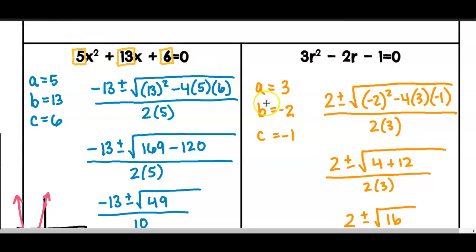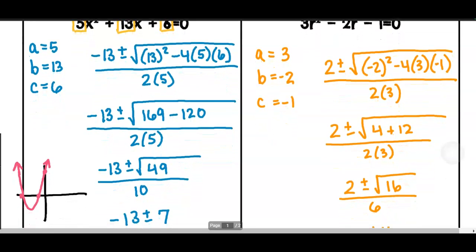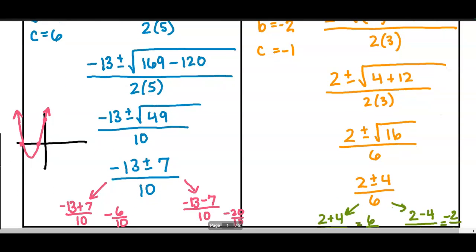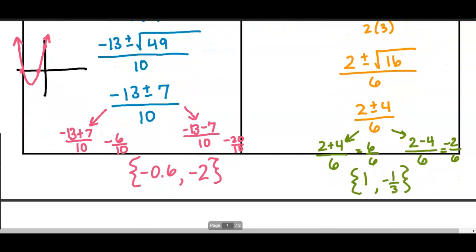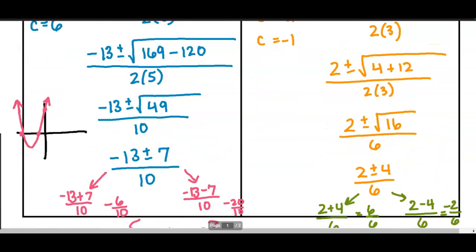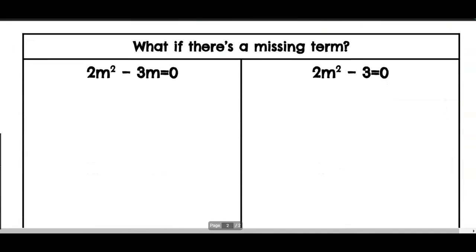Okay, now that you've paused the video and solved this yourself, here is the answer. So I plugged in 2 plus or minus the square root of negative 2 squared minus 4 times 3 times negative 1 all over 2 times 3. Then I simplified inside the root and got 4 plus 12, which is 16. So it was 2 plus or minus square root 16 over 6, which then becomes 4. So 2 plus 4 divided by 6 and 2 minus 4 divided by 6. So my two answers were 1 and negative 1/3. Hopefully you were able to get that. If not, just make sure you ask questions in class.